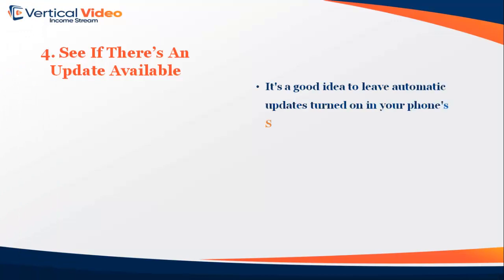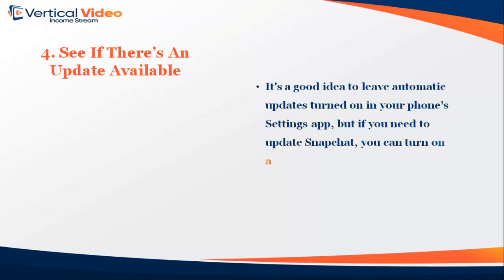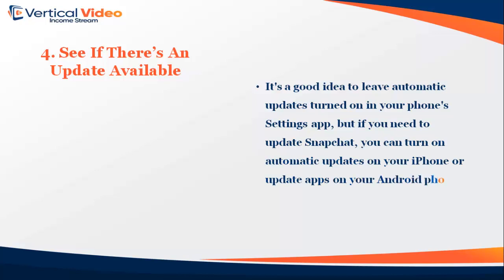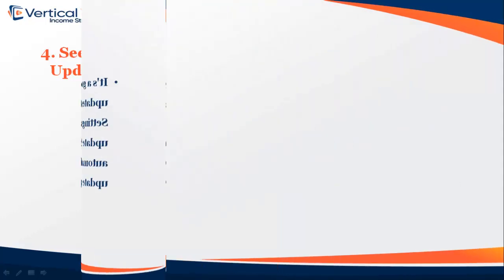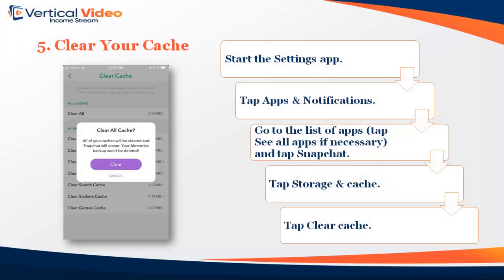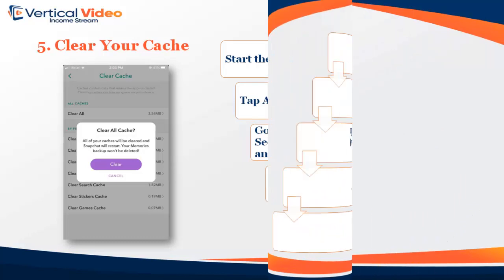4. See if there's an update available. It's a good idea to leave automatic updates turned on in your phone settings, but if you need to update Snapchat, you can turn on automatic updates on your iPhone or update apps on your Android phone. 5. Clear your cache. Start the Settings app. Tap Apps and Notifications. Go to the list of apps. Tap See All Apps if necessary, and tap Snapchat. Tap Storage and Cache. Tap Clear Cache.